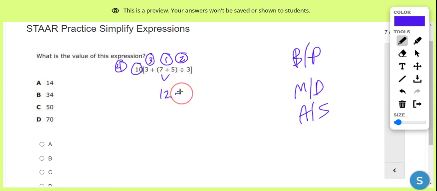7 plus 5 is 12. And that's times 10. 12 divided by 3 is 4.